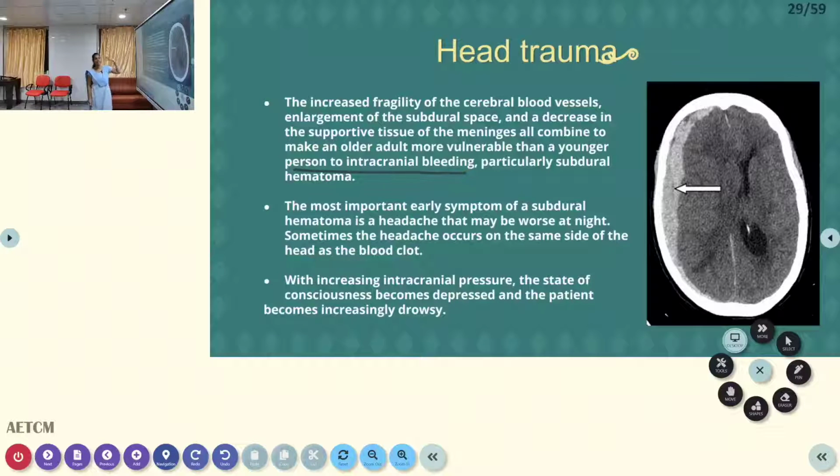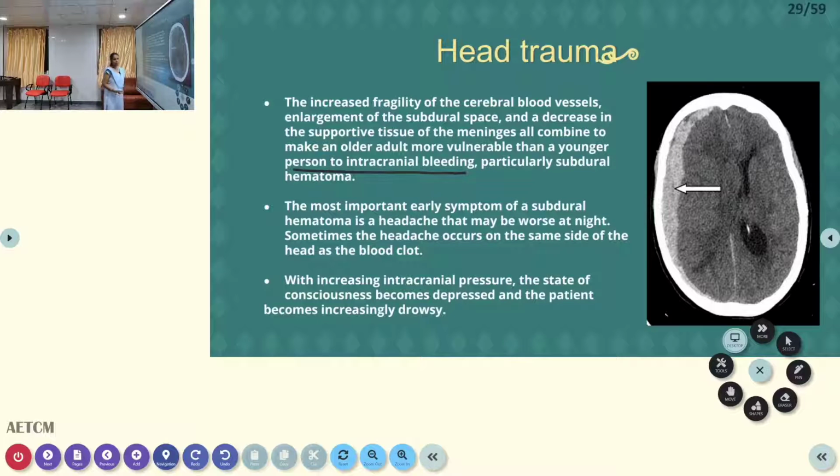So there will be increased fragility of the cerebral blood vessels, enlargement of the subdural space, and decrease in the supportive tissue of the meninges. It all combines to make the older adult more vulnerable to intracranial bleeding.